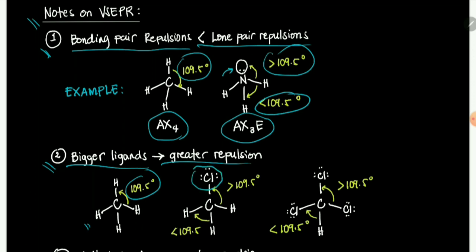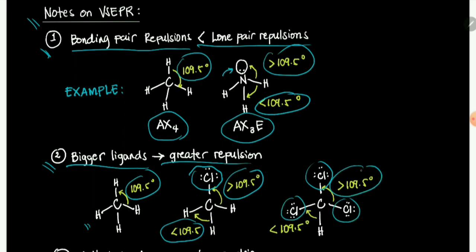Pero kapag pinalitan mo na ng chlorine yung isang ligand, nagiging greater than 109.5 yung angle between the chlorine and the hydrogen. Again, mag-give way yung mas maliliit na ligands, so less than 109.5 yung mga angles between the hydrogens. Okay? Kung puro naman chlorine, yung mga ligands, syempre yung angle between the chlorines is greater than 109.5. So mas lalapit yung ibang chlorine dun sa hydrogen. So therefore, the angle between the chlorine and the hydrogen ligands is less than 109.5.